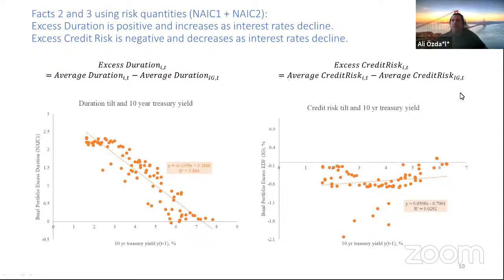And if you do the same exercise for the credit risk, you do not see that negative relationship anymore, right? So basically what this picture is telling us is that even when you look at the quantities, you see the same result: insurance companies take on duration risk, or buy extra higher duration bonds, as the interest rates decline. Whereas if you look at the credit risk, they do not take on extra credit risk. Okay, so that cannot be the main driver of the negative relationship between excess yields and interest rates.